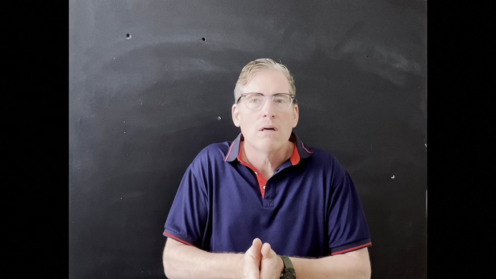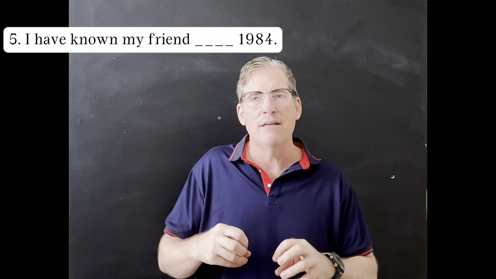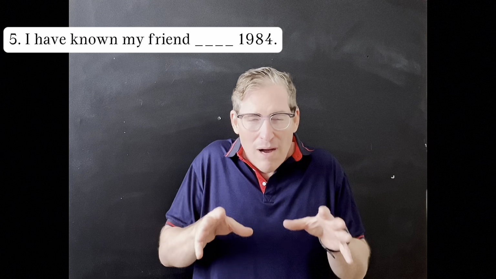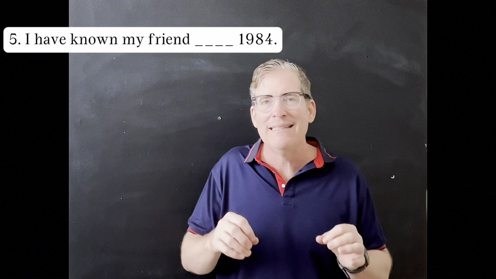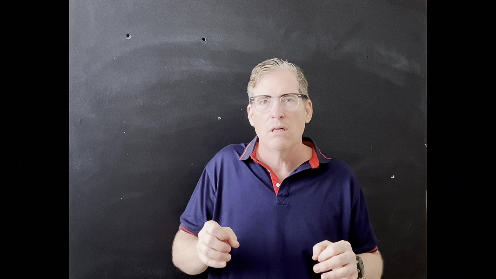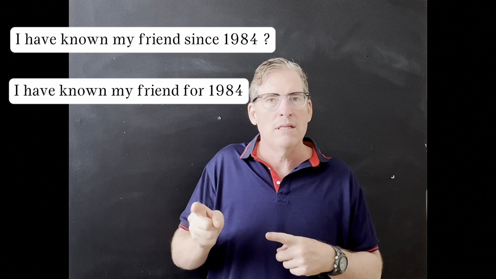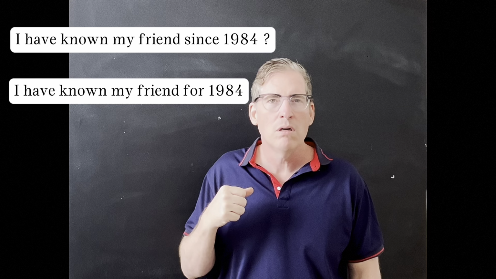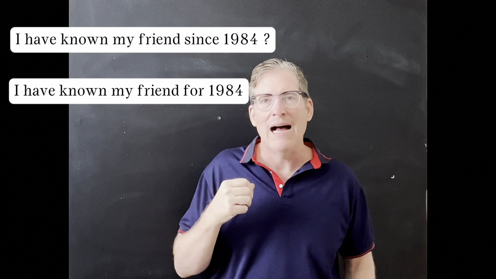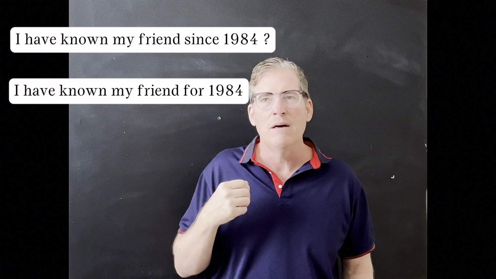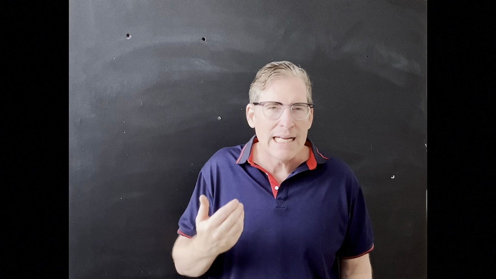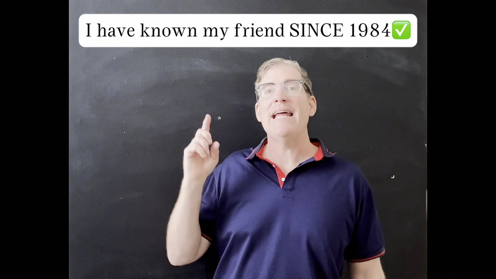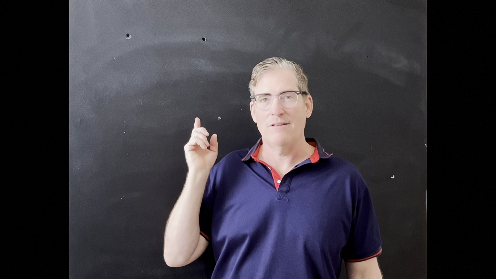Okay, let's do one more. I have known my friend blank 1984. So we have a year, 1984. So what's that going to be? Think for a moment. For or since? I have known my friend blank 1984. I have known my friend since 1984.